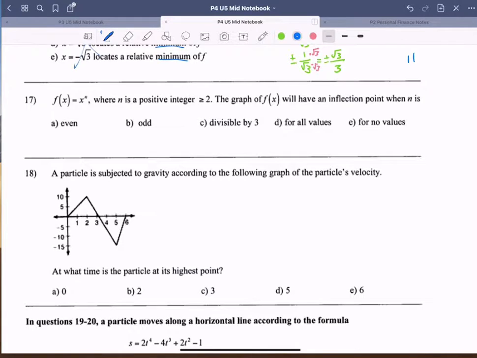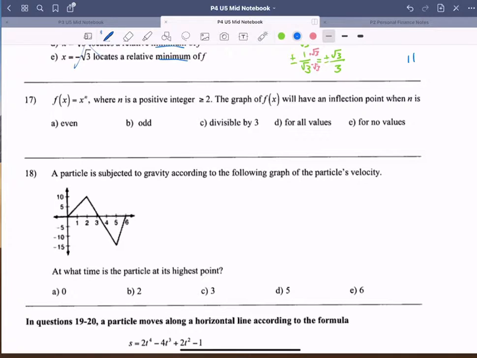17. f(x) equals x to the n, where n is a positive integer. Oh, we did a problem like this before. Oh man, you guys want me to take away this problem? Now, guys, this is calculus, you know. The hardest thing about calculus is not going to be doing the calculus. It's going to be reading the dumb calculus problems, okay?